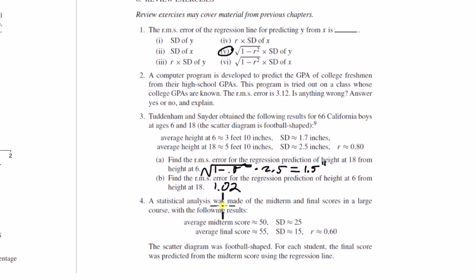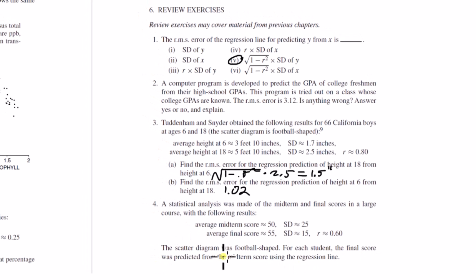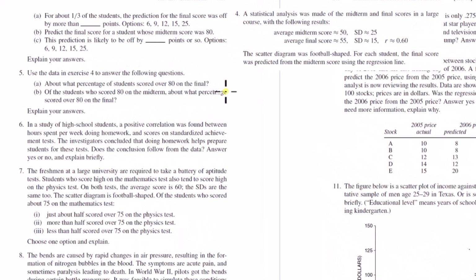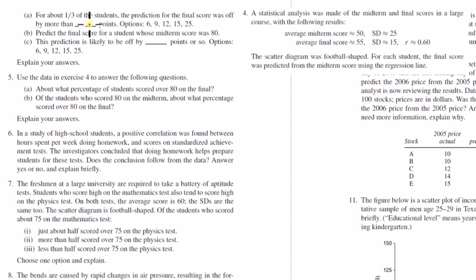A statistical analysis was made of the midterm and final scores in a large course with the following results. Here are the averages and standard deviations, and the correlation coefficient. The scatter diagram was football shaped. For each student, the final score was predicted from the midterm score using the regression line. Let me bring in the question. For about 1/3 of the students, the prediction for the final score was off by more than what?